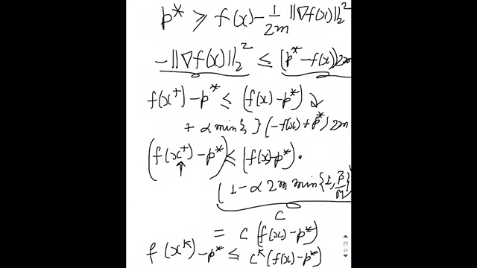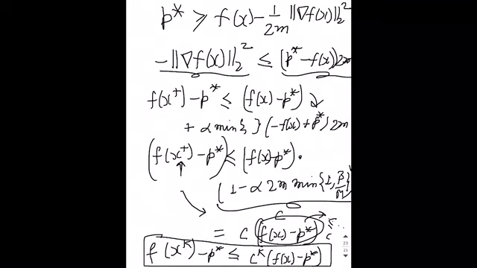So how did we get this? Basically, we have this term less than or equal to this, and here we again replace this with the previous one, and we keep on going like this. So this is less than or equal to c times f of x minus p star, again and again. From there we get this expression.